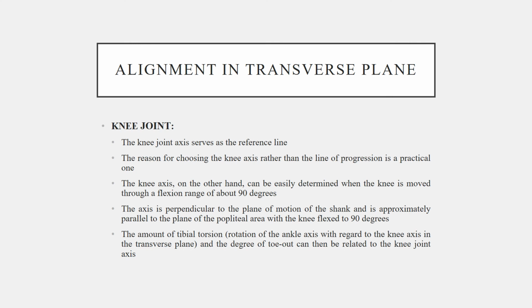range of 90 degrees. This axis is perpendicular to the plane of motion of the shank and is approximately parallel to the plane of the popliteal area when the knee is flexed to 90 degrees. The amount of tibial torsion, which is rotation of the ankle axis with regard to the knee axis in the transverse plane, and the degree of toe out can then be related to the knee joint axis.